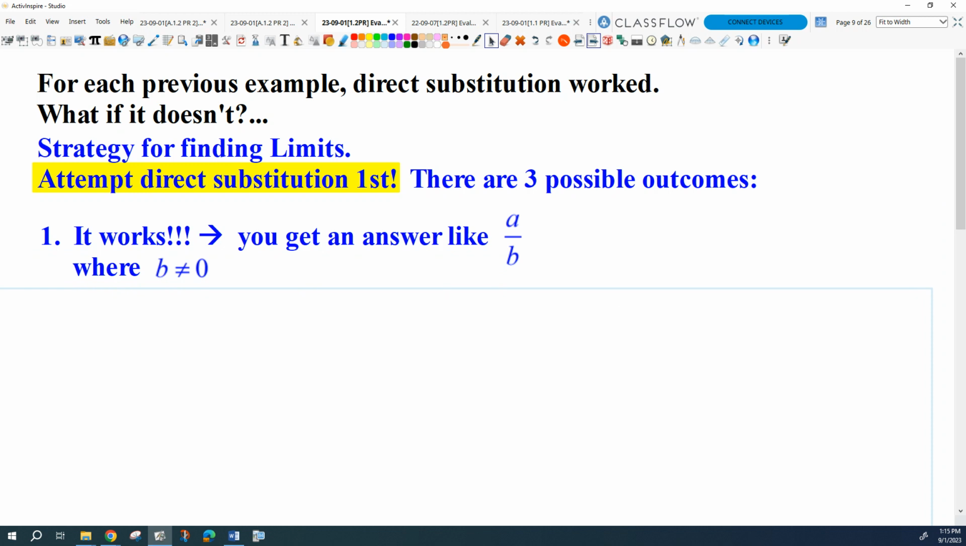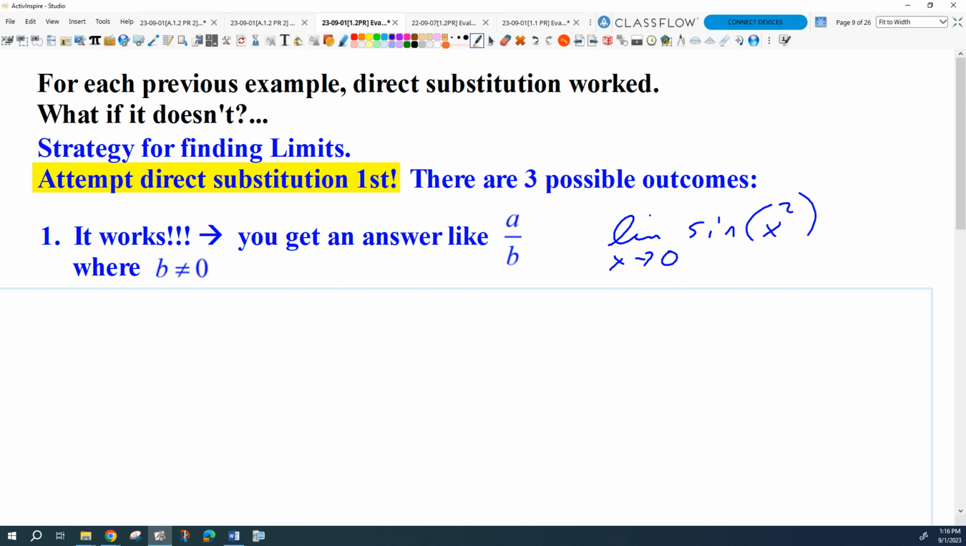If you try direct substitution and you get an answer that's a real number not divided by 0, you're done. That's your answer. Move on to the next problem. For example, let's put an example of each of these things here. So the limit of sine x squared as x approaches 0.